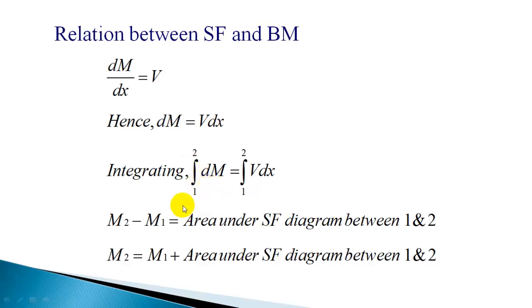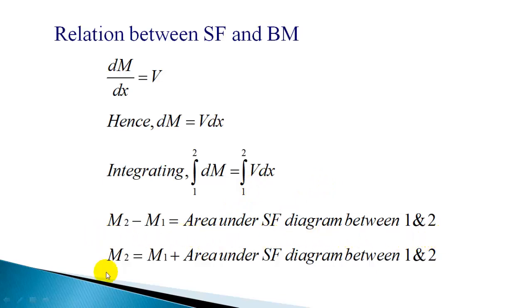Now the integral of dM between the limits 1 and 2 you can write as M2 minus M1, where M2 is the bending moment at section 2 and M1 is the bending moment at section 1. So M2 minus M1 is equal to this integral of V dx. It is the area under the shear force diagram between sections 1 and 2.